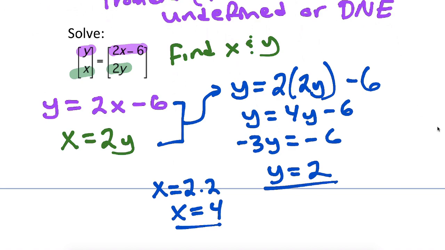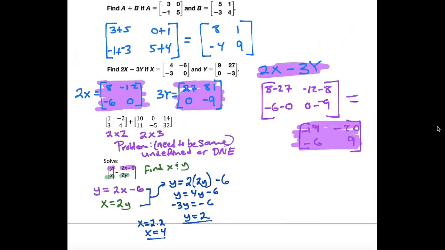So we got x equals 4, y equals 2. So we can solve these because we can just compare specific parts. All right.